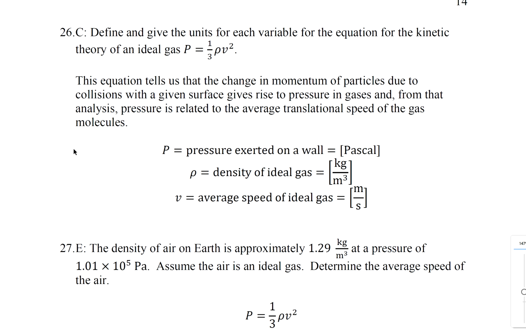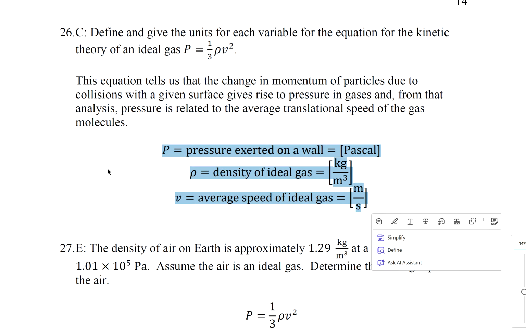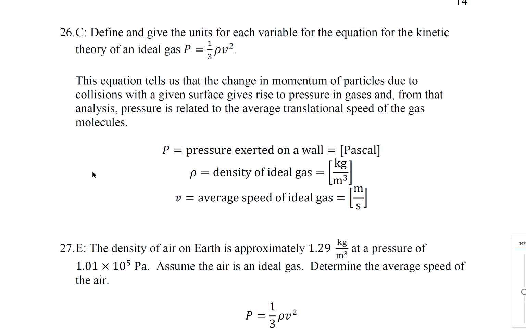Question 26. Define and give the units for each variable for the equation for the kinetic theory of an ideal gas. P equals 1/3 rho v squared. This equation tells us that the change in momentum of particles due to collisions with a given surface gives rise to pressure in gases. And from that analysis, pressure is related to the average translational speed of gas molecules. So P is pressure, rho is density, v is average speed of an ideal gas.